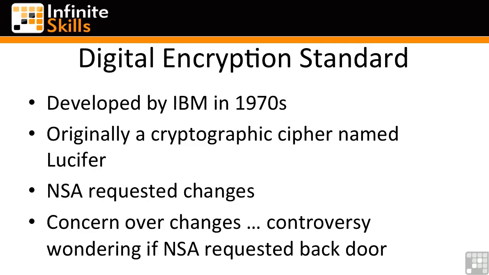Originally, it was a cryptographic cipher named Lucifer, and after some modifications, IBM proposed it as the digital encryption standard, and it was selected to be the digital encryption standard, and ever since then it's been known as DES. One thing that caused a little bit of controversy was during the process of selection, NSA requested some changes, and it hasn't been particularly clear what changes were requested by the NSA.